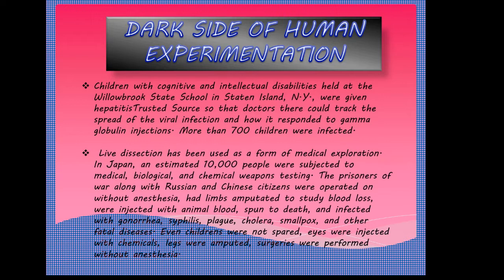They are injecting animal blood into a normal human being who had not been given any anesthesia. Not even any sort of painkiller was introduced. So it was very painful. They were spun to death and infected with gonorrhea, syphilis, plague, cholera, smallpox, and other fatal diseases. Each and every disease was introduced into their bodies.